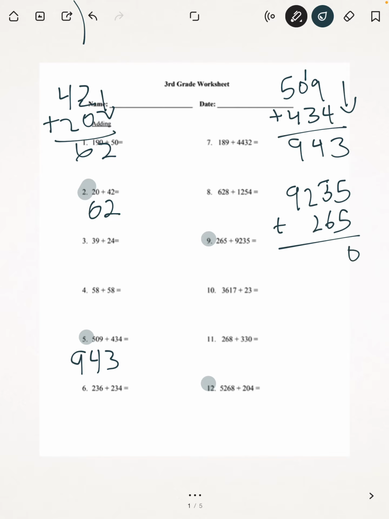5 plus 5 equals 10. Bring that up. 6 plus 3 plus 1 is 10. 2 plus 1 plus 2 is 5. And there's no number down there, so you just bring down a number. So it equals 9,500.